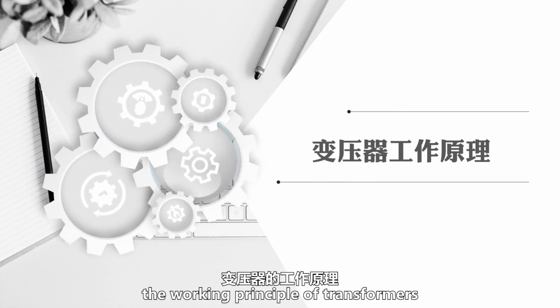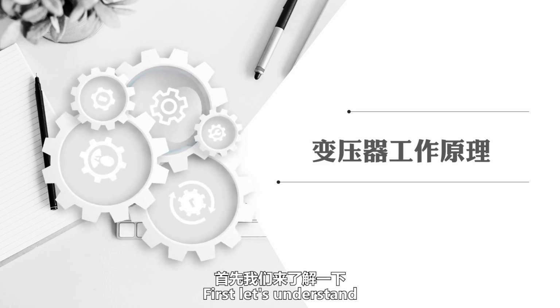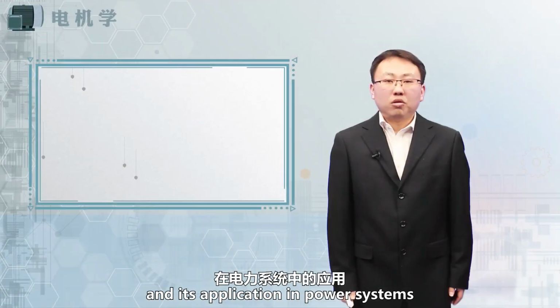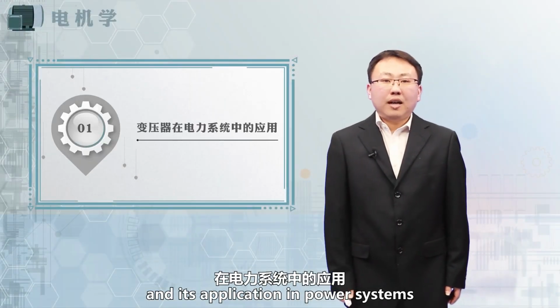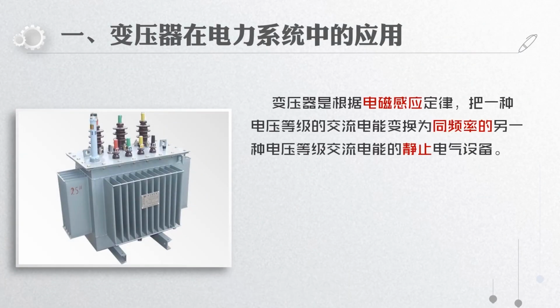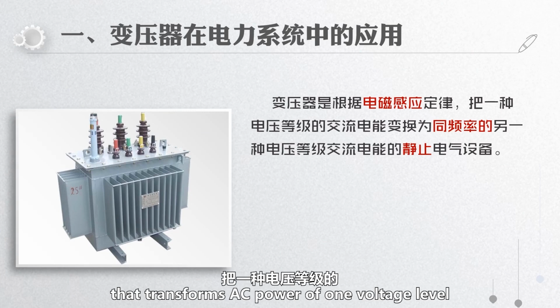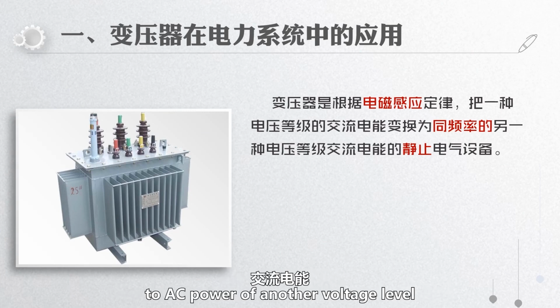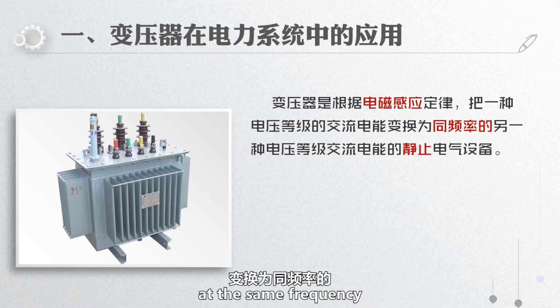The working principle of transformers. First, let's understand the transformer and its application in power systems. The transformer is a static electrical device that transforms AC power of one voltage level to AC power of another voltage level at the same frequency, based on the principle of electromagnetic induction.